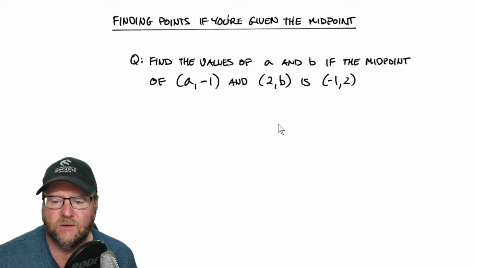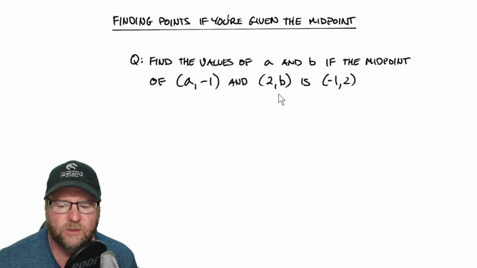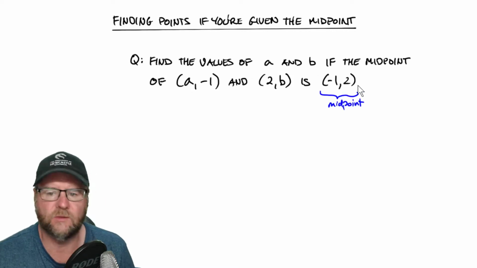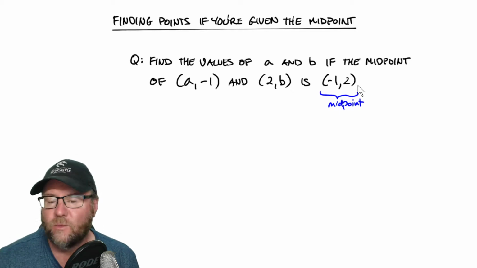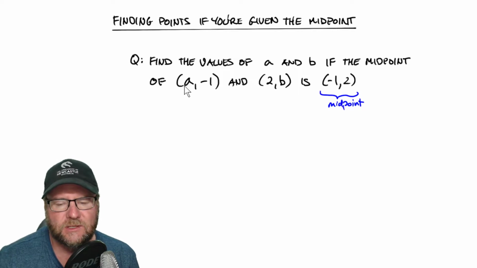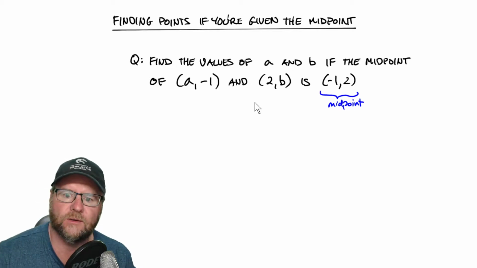What are the values of A and B if the midpoint of these two coordinates, (A, -1) and (2, B), is this? So we're given the midpoint. We're told that the midpoint in this case is (-1, 2). We've got the two points, but we've got some missing numbers, so they're replaced with letters or pronumerals, A and B. So how can we go about figuring out what those numbers are?